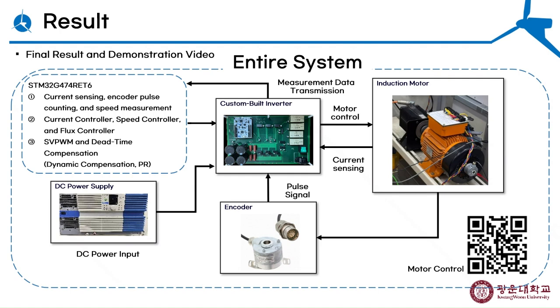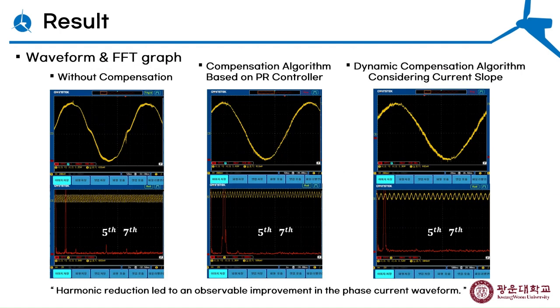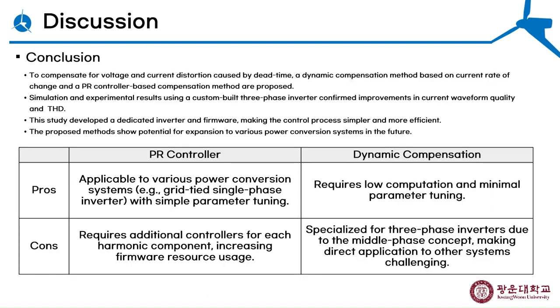Here is a demonstration video. When we input a speed command, the motor rotates accordingly. An FFT analysis shows that the fundamental voltage frequency rises with speed. Here are phase current waveforms and FFT graphs from our custom inverter with different compensation methods: no compensation, PR control-based, and dynamic compensation. Both methods significantly reduce main harmonics like the 5th and 7th, effectively reducing waveform distortion.